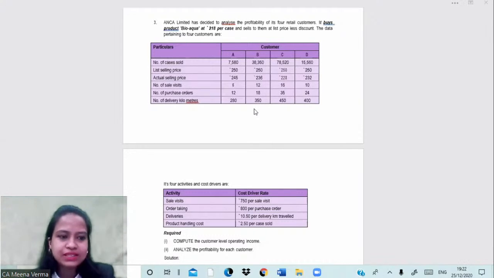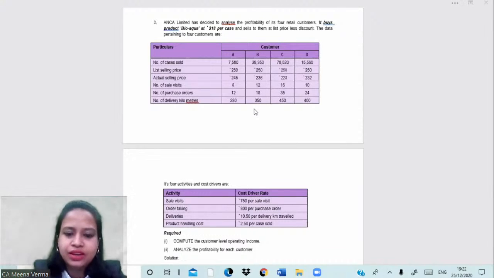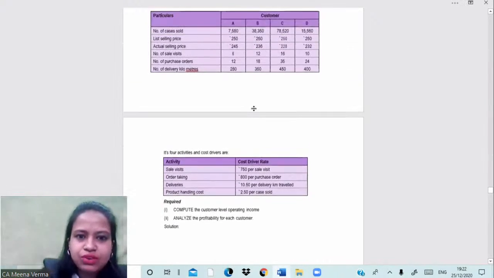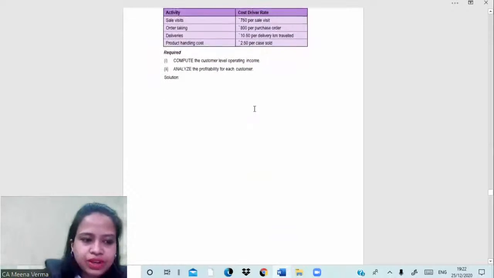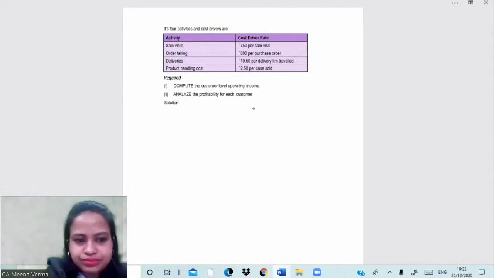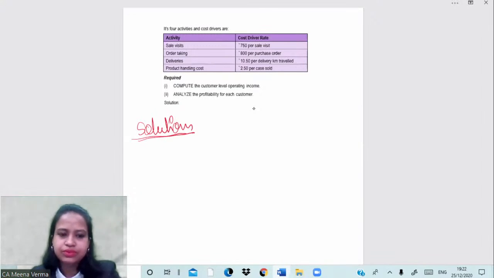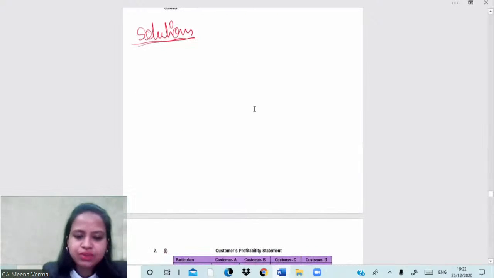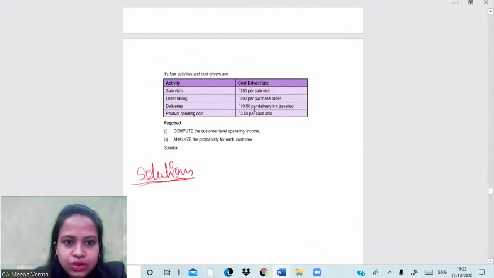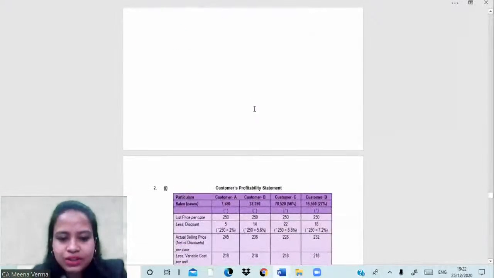What you have to consider: the selling price, if there is any discount, the net selling price, and the variable cost. You will get the contribution, and from it all the indirect costs, to find the profit. I'm just giving you the format of how to solve this question, and you have to do this on your own.